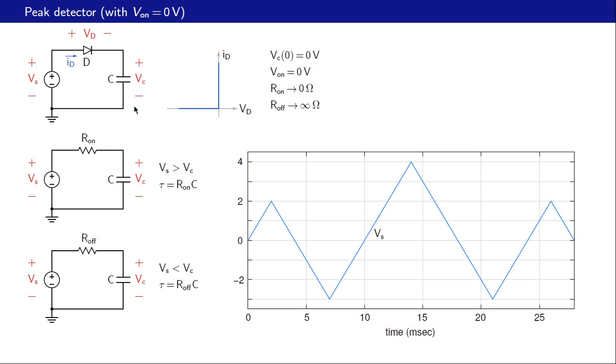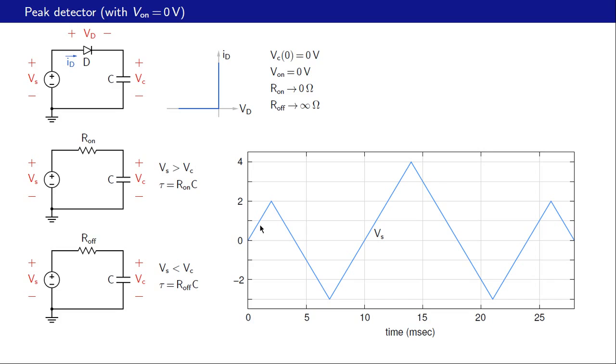Let us redraw this circuit for two situations. One, the diode is conducting, so its resistance is R on. Second, the diode is not conducting and its resistance is R off. R on is very small, R off is very large. Okay, so let's look at the situation at t equal to 0. We have the input voltage equal to 0, the output voltage, which is the same as the capacitor voltage, also equal to 0. So the P end of the diode is at 0 volts, the N end is also at 0 volts. That is the situation at t equal to 0.